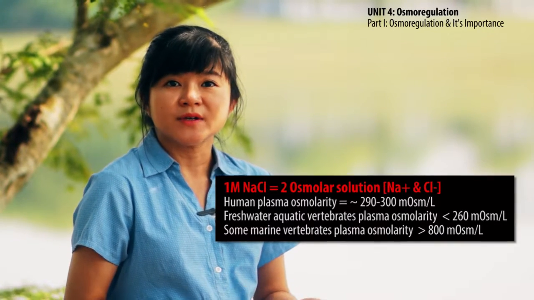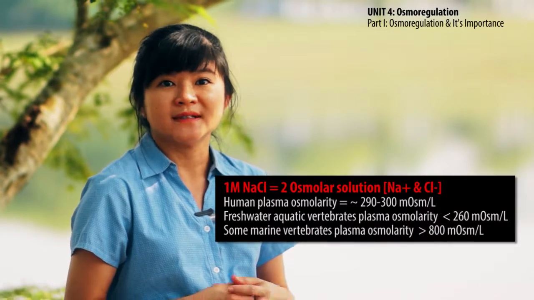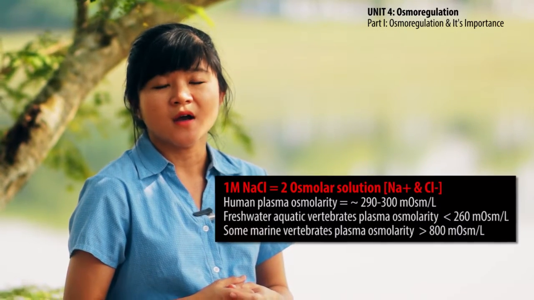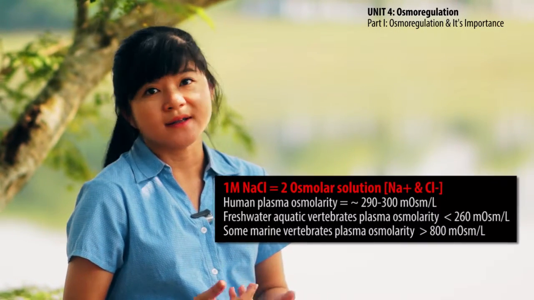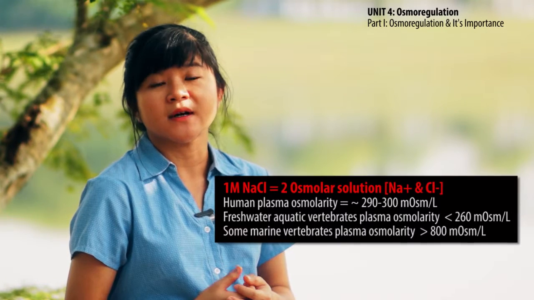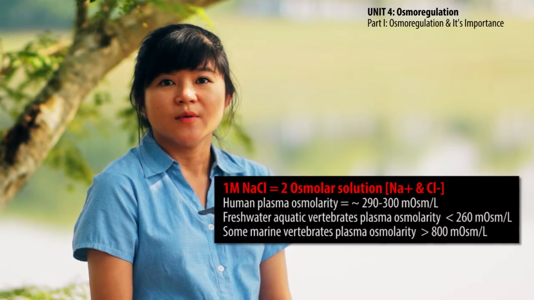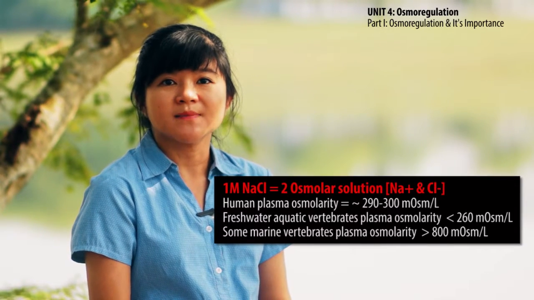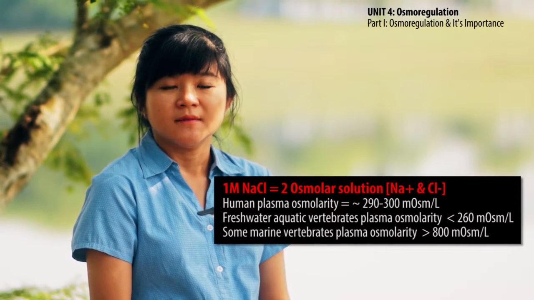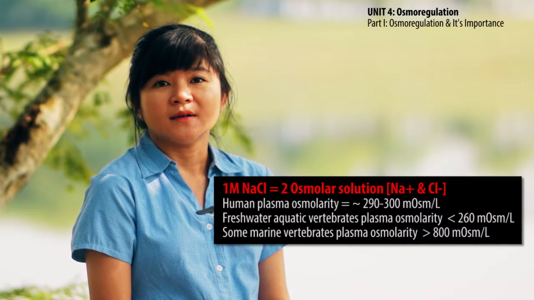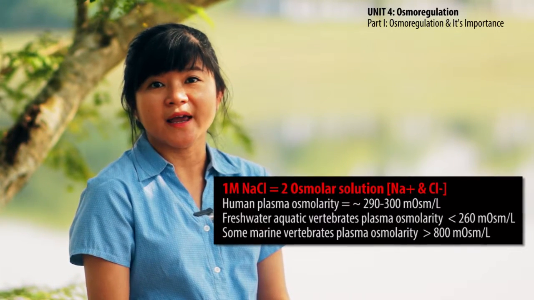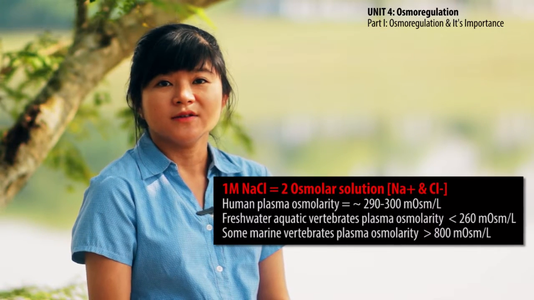For example, freshwater aquatic vertebrates may have slightly lower plasma osmolarity, probably less than 260 milliosmoles per liter. Whereas some of the marine vertebrates were reported to have much higher plasma osmolarity values, about 800 or greater than 800 milliosmoles. So just to let you know, the osmolarity of seawater is approximately 1000 milliosmoles per liter.